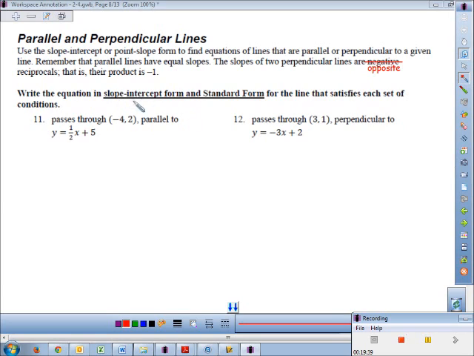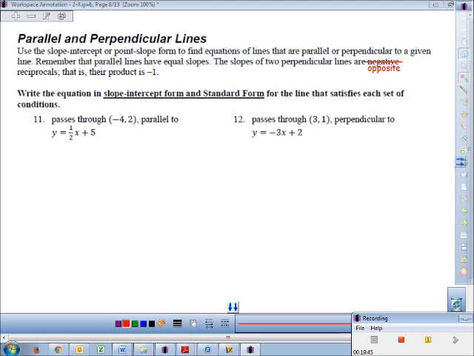Same thing, slope-intercept form and standard form. Our book tells us in there, they say negative reciprocals. That's not right. It's opposite reciprocals. You should never say negative reciprocals. That's just improper language. Opposite reciprocals. So all we got to do is read these carefully and focus on the P word.